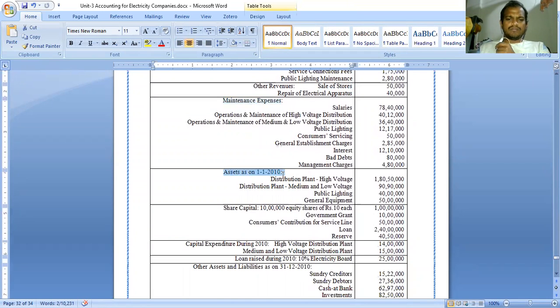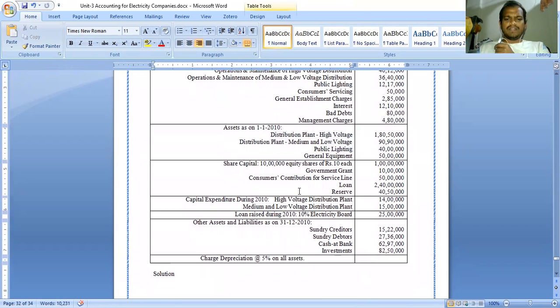So assets as on 1st January 2010. This is opening assets. So we have to find whether there are any assets raised during the year. So share capital. So these are the sources of funds: share capital, government grant, customer contribution service line, loan, reserve. So another thing is capital expenditure during 2010, the high voltage plant during the year. So assets at the beginning and assets during the year.